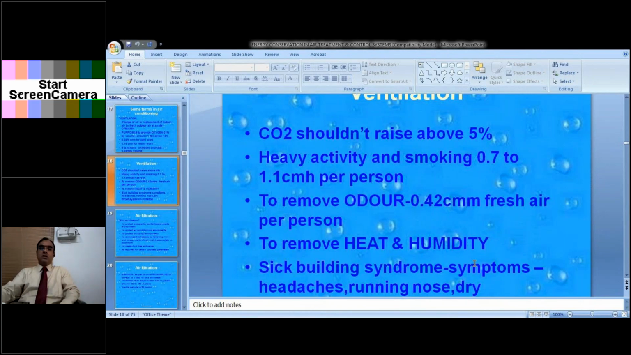To remove the odor, 0.42 cmm fresh air per person is required. To remove the heat and humidity, sick building syndromes are there. Sometimes the same stale air keeps on being recirculated. Because of that, you are well at home, but when you go to the factory, you will face these problems.